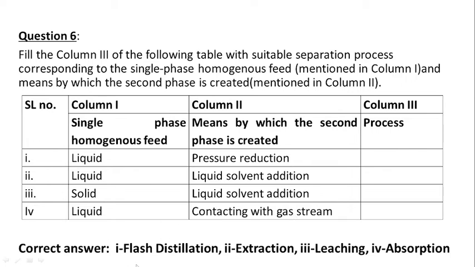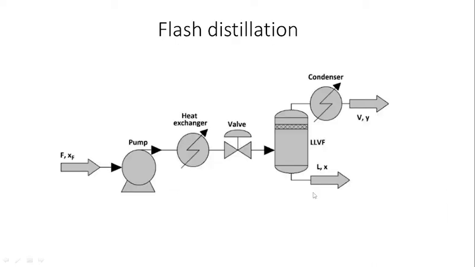So when a sudden pressure reduction in a liquid happens, flash distillation will happen. But the purity of the distillate obtained in flash distillation will be low compared to continuous distillation. Only two streams will be obtained at the top end. One will be rich in vapor phase, one will be rich in liquid phase. This is an example schematic of flash distillation. This is the pressure reducing valve or throttling valve.